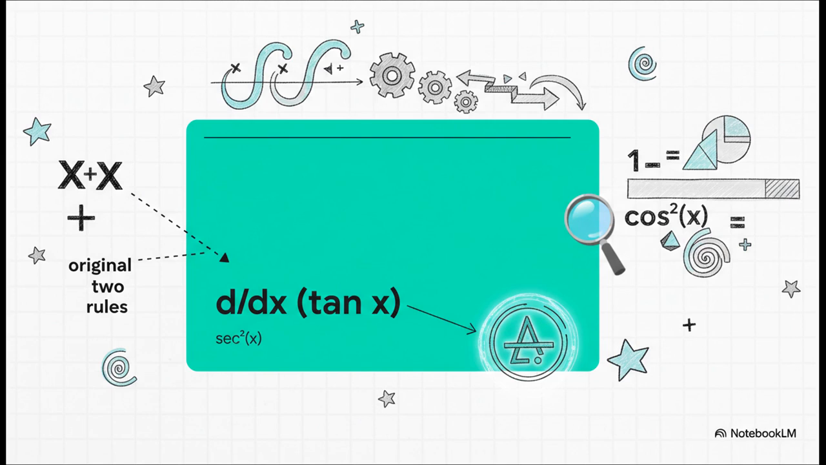And what's another name for that? It's secant squared of x. And there you have it. We just built a brand new derivative rule just by using the first 2. Pretty neat, right? No messy proofs required.